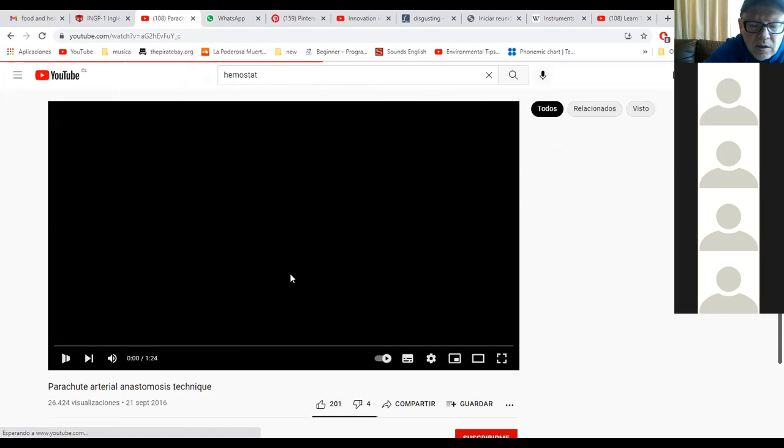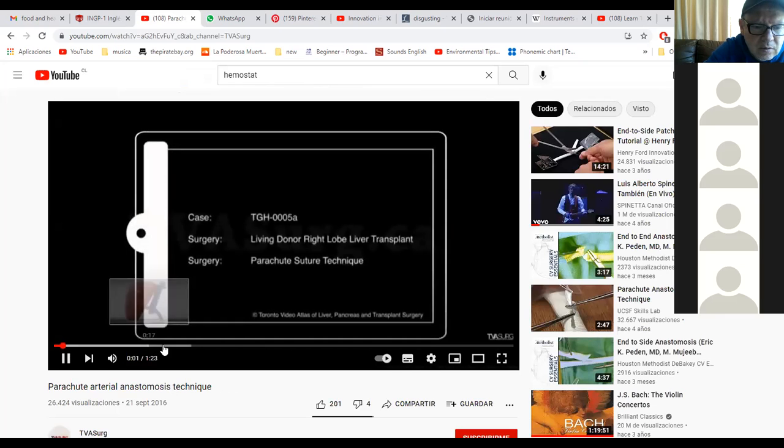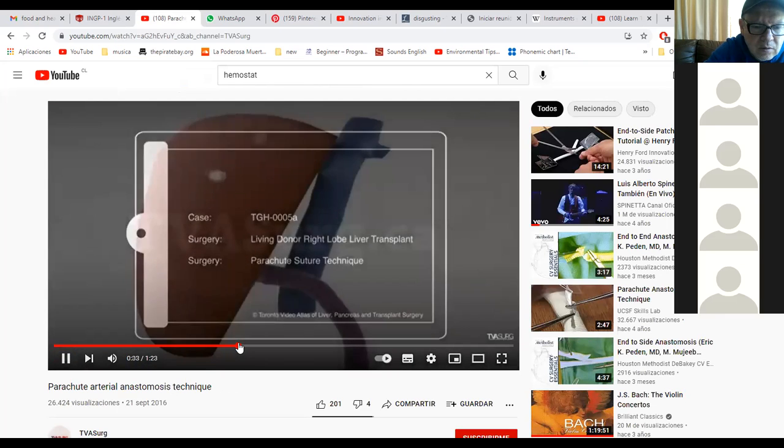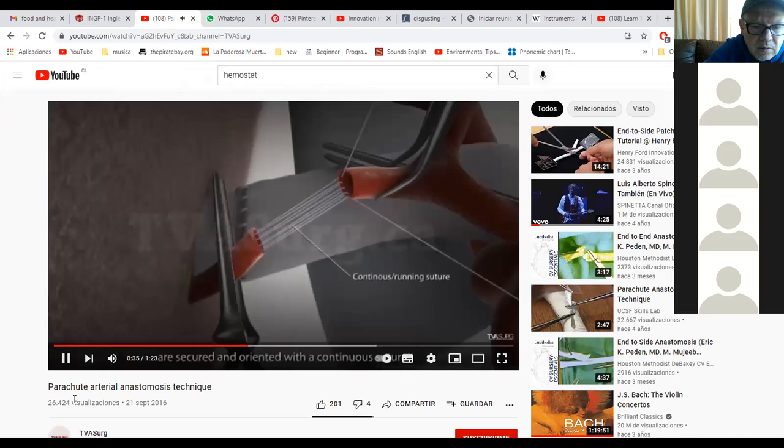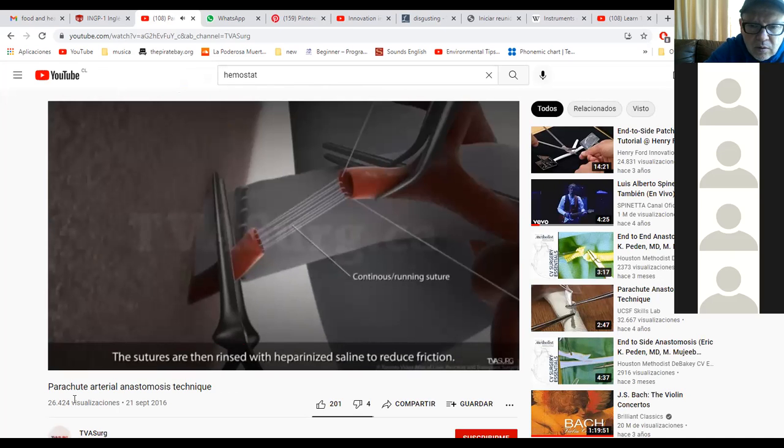Here you can see. And oriented with a continuous suture. The suture is then rinsed with heparinized saline to reduce friction.